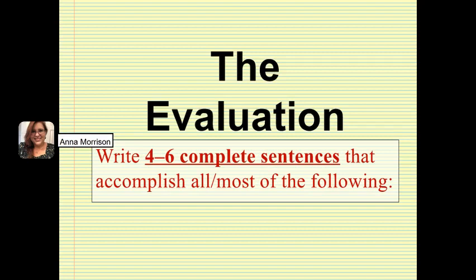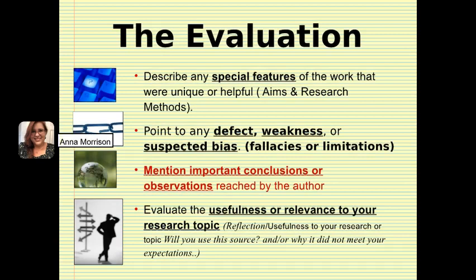The next part of this same paragraph is the evaluation. Write 4 to 6 complete sentences that accomplish all or most of the following. Describe any special features of the work that were unique or helpful. Point to any defect, weakness, or suspected bias. Mention important conclusions or observations reached by the author. And at the very end, evaluate the usefulness or relevance to your research topic.